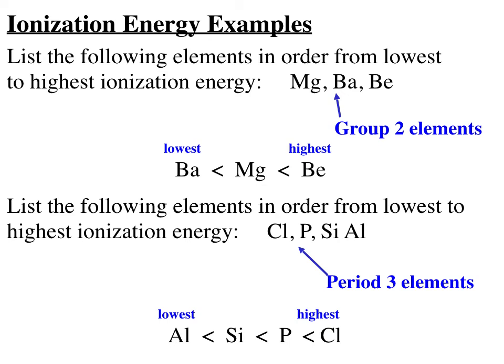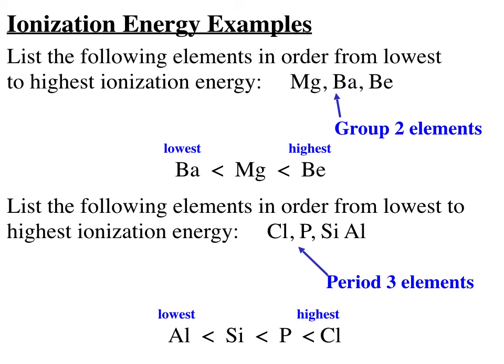That means barium has a lower ionization energy than magnesium. Magnesium has a lower ionization energy than beryllium. Then we ask for the trend in ionization energy from lowest to highest for the elements chlorine, phosphorus, silicon, and aluminum. These are all period 3 elements, all placing electrons into a 3p orbital.